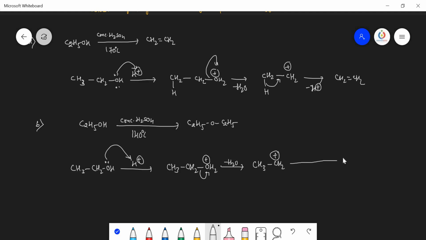Now this cation will be attacked by another ethyl alcohol. The lone pair of electrons attacks over here. So we get the C2H5. Okay, I'll write it like this.